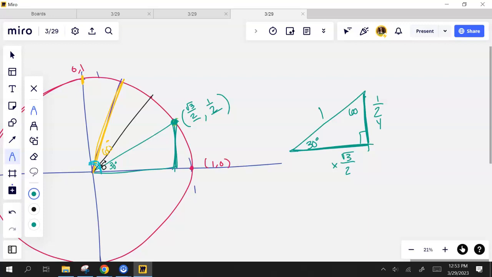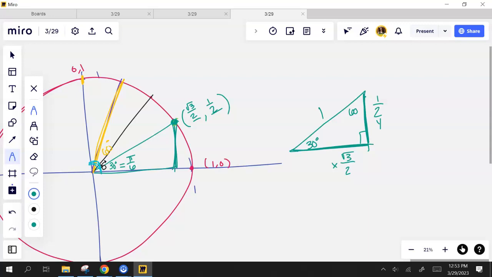One thing we didn't do, I should have done this initially. This is 30 degrees. It's also how many radians? Pi over 6. Pi over 6. You have to know, so on your quiz, you'll have to know degrees and radians and coordinates.